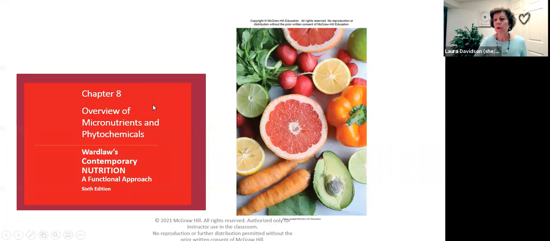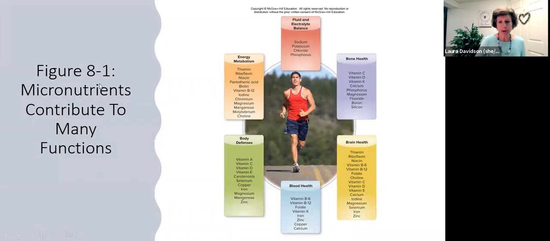So Chapter 8 is an overview of micronutrients and phytochemicals. This is a place in these chapters to come where we really see how your textbook authors use the functional approach. When we look at these micronutrients, and remember, micronutrients means that we only need a tiny bit of that particular nutrient, micrograms or milligrams, tiny amounts. When we look at these micronutrients, we will study them in relationship to one of their major functions.